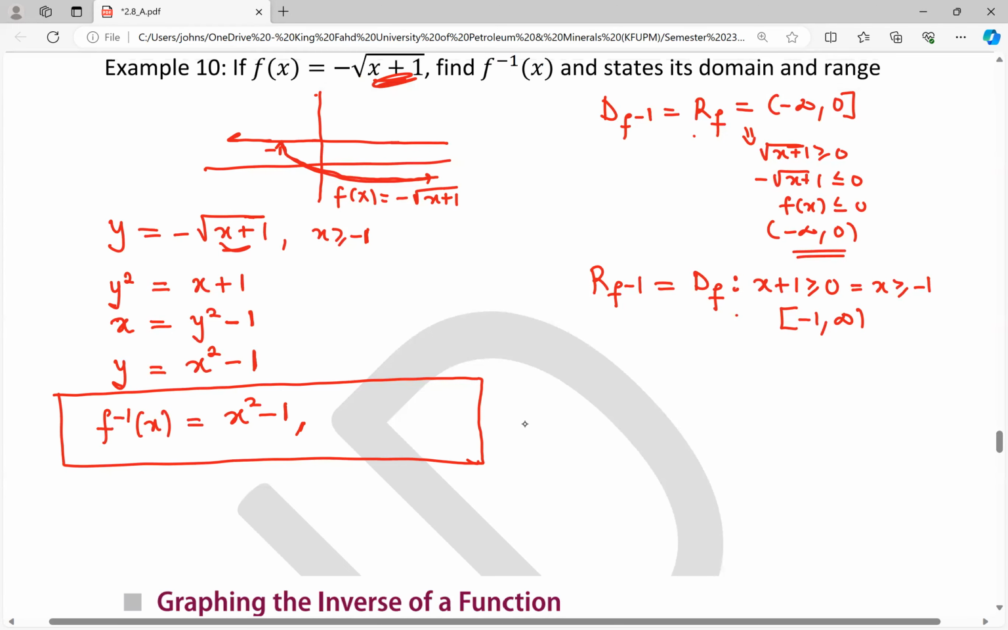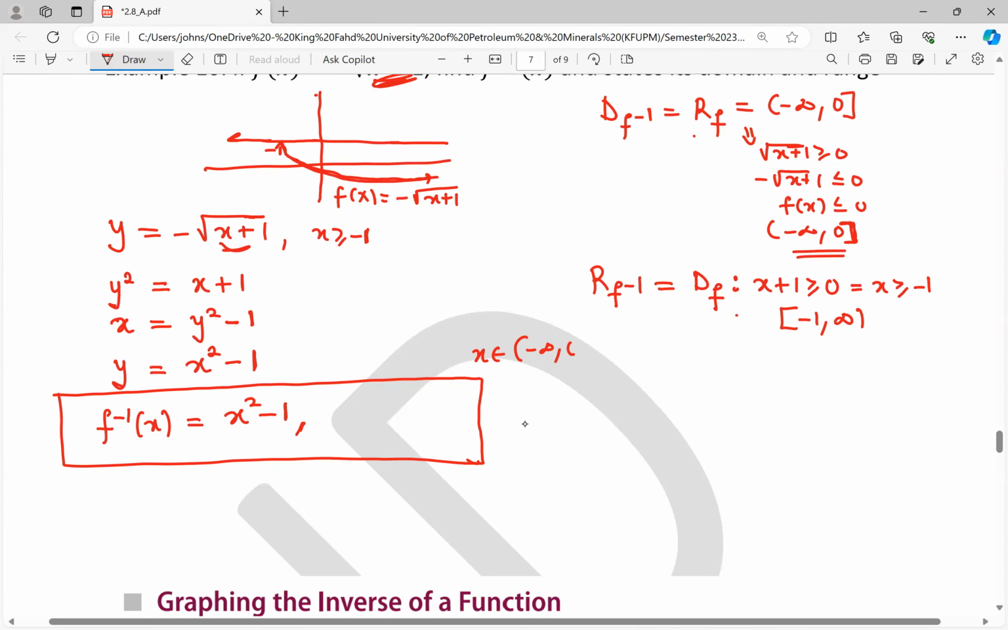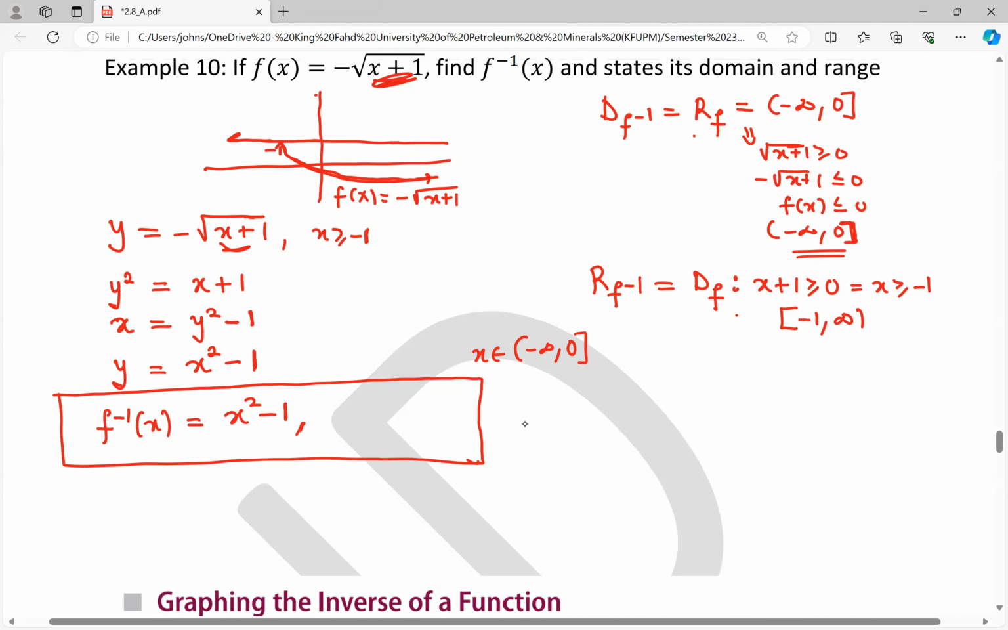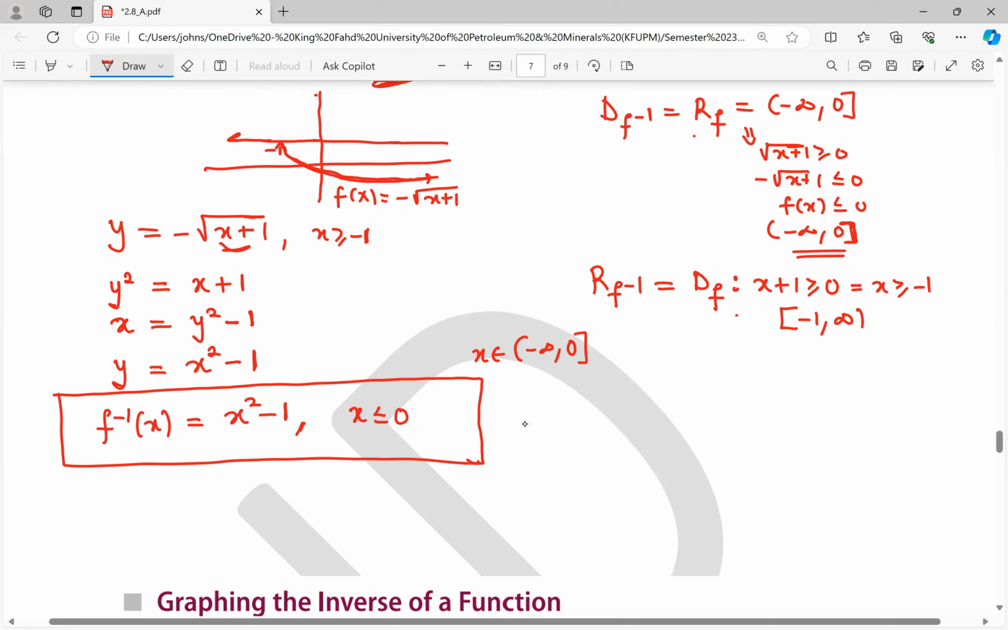So, which is minus infinity to 0. Sorry, this 0 is closed. Okay, minus infinity to 0. So it means your x has to come from where? Remember, x has to come from minus infinity to 0, which is the domain of f inverse. In other words, you can just write it as x less than or equal to what? 0.